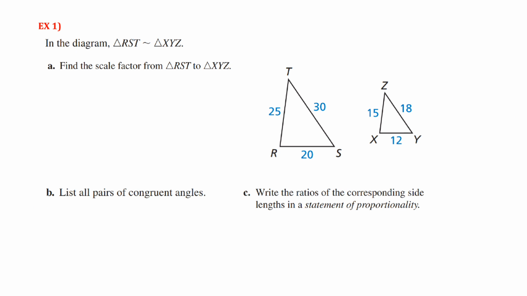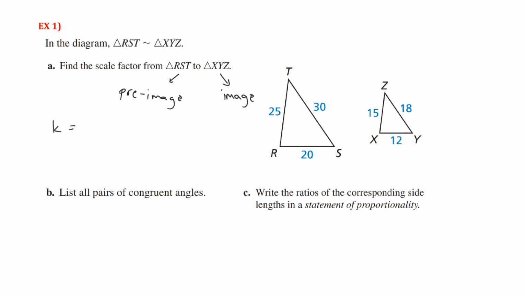All right, let's go ahead and take a look at example 1. So it says in the diagram, triangle RST is similar to triangle XYZ. They want us to find the scale factor from triangle RST to triangle XYZ. So the first thing that we want to note is the fact that triangle XYZ is our image and triangle RST is our pre-image.